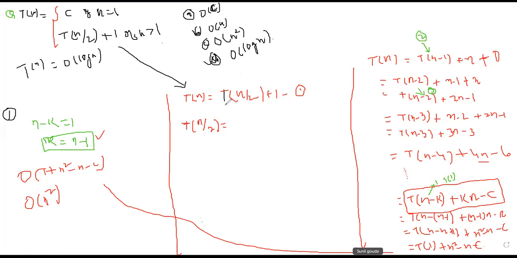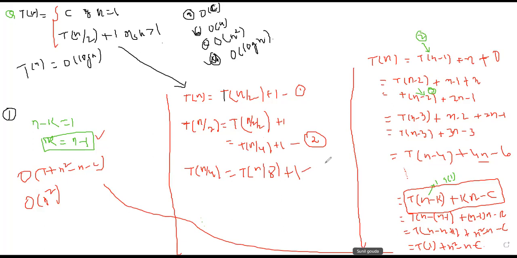If I replace n with n by 2, it will be T of n by 2 by 2 plus 1, which is nothing but T of n by 4 plus 1. Now this is my equation number 2. Next, what do you have to find? I have to find T of n by 4. To find it, replace n with n by 4. It will be T of n by 8 plus 1.